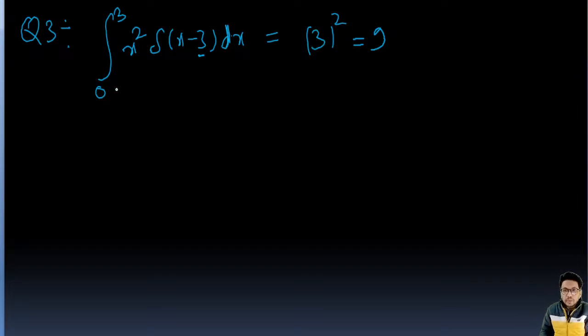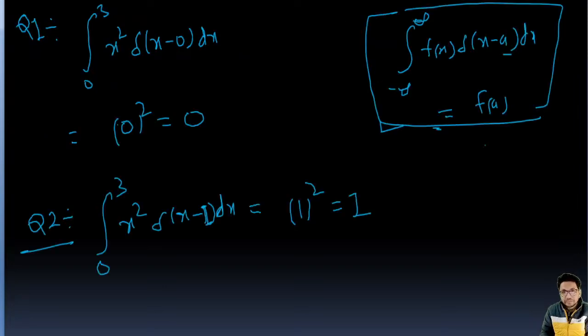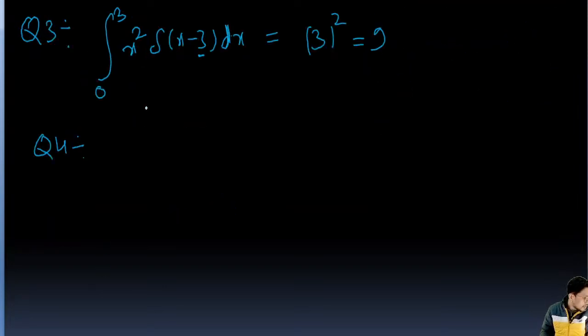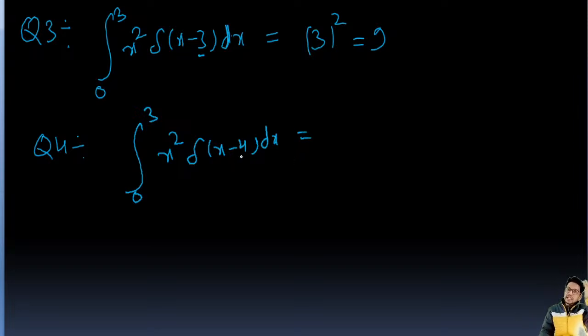Okay, so this is the one. This is now question number 4. Very important property. Okay, this one. Question number 4 is integral 0 to 3 of x square delta(x minus 4) dx. Okay, what will be the value? So here a is 4, right? And the limit is 0 to 3, and 4 doesn't come in between 0 to 3, right? This is out of the limit. This 4 is not between 0 to 3. Okay, 4 is out of 0 to 3.